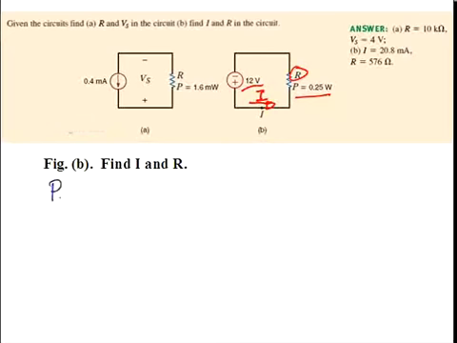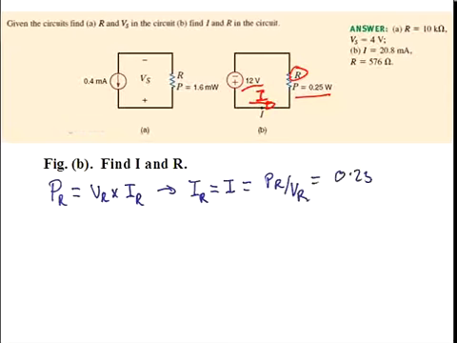In this instance, we'll use the power relationship for a resistor, which is power is V sub R times I sub R. In this case, the resistor current is the current I which we are seeking, and we have that I sub R equals I equals P sub R divided by V sub R, which is 0.25 watts divided by the 12 volt source, or I is equal to 20.8 milliamps.